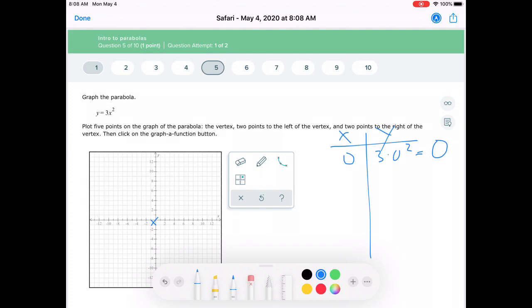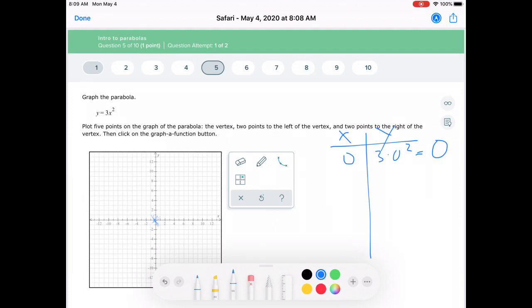I missed. I'm going to be right at the origin. Just pretend that's right at the origin. It's very difficult to be precise with this.